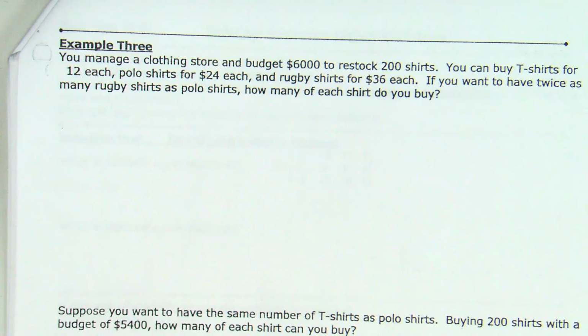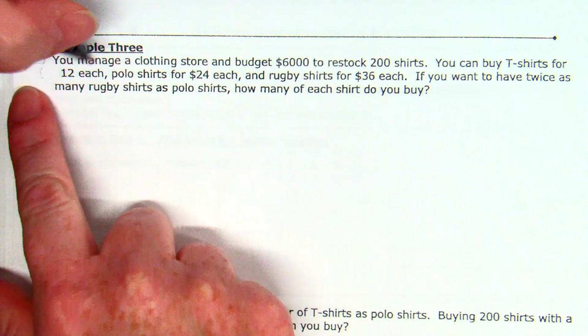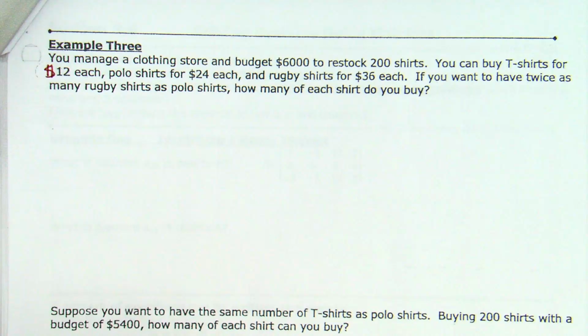You manage a clothing store and budget $6,000 to restock 200 shirts. You can buy t-shirts for $12 each, polo shirts for $24 each, and rugby shirts for $36 each. If you want to have twice as many rugby shirts as polo shirts, how many of each shirt do you buy? What do I need variables for? Let's start there. Rugby shirts, polo shirts, t-shirts. It's how many of each shirt do you buy?